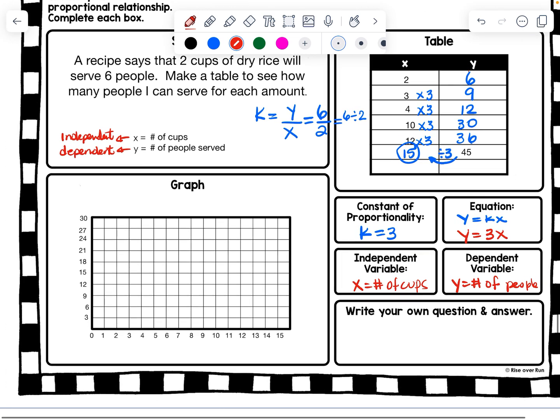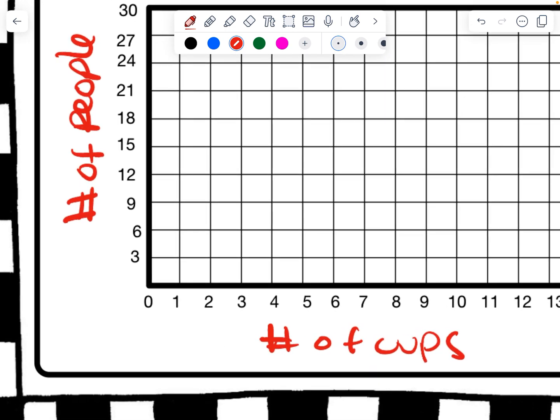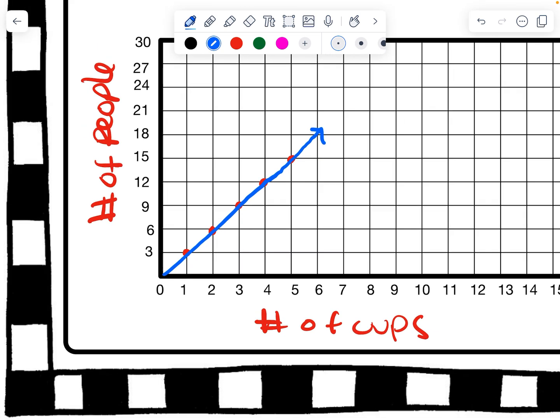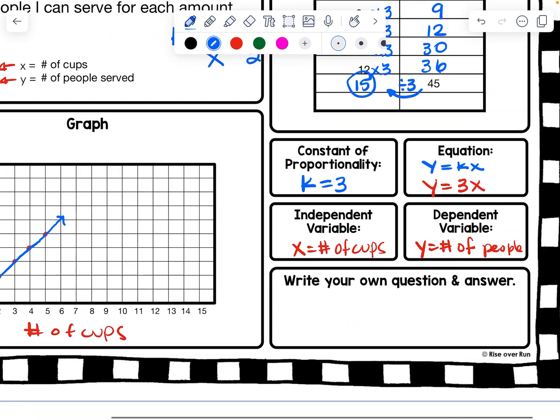All right, so in my graph, I'm going to write it down: number of cups, number of people. And now I'm going to use my table to fill it out. So it says 2, 6. I can also use my constant of proportionality. 1 is to 3, 2 to 6, 3 to 9, 4 to 12, 5 to 15. And if I keep going, I can see now this pattern, which is a linear relationship. And it starts at 0, 0. And we'll talk about that in class next.